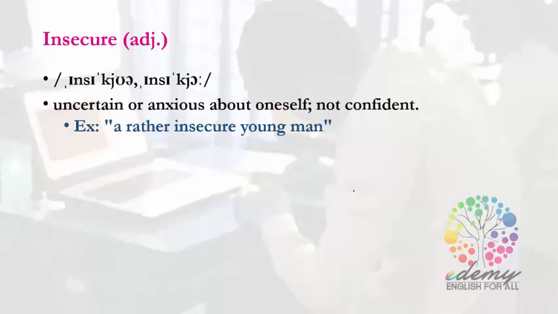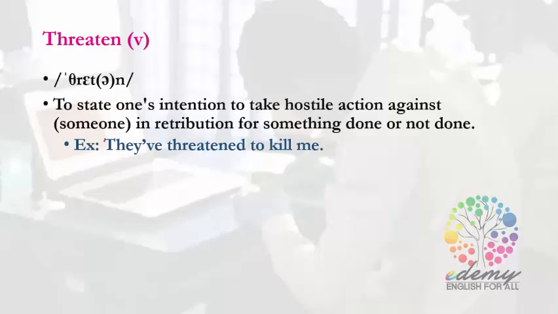Okay, next, mate. Mate is a noun, which means friend. Okay, so a mate is a friend. Threaten, it's a verb, means to state one's intention to take hostile action against someone.